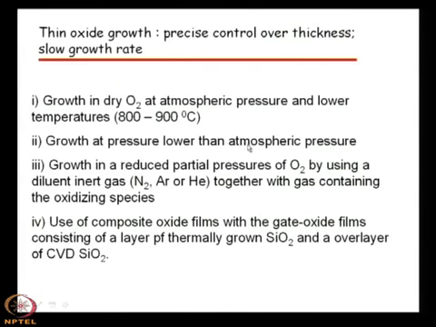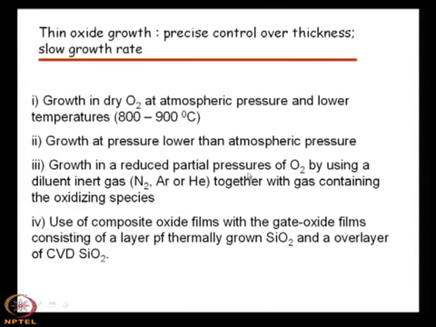So, then it becomes more slow at lower than atmospheric pressure, the rate will be less. Growth in reduced partial pressures of oxygen is done by using a diluent inert gas. The inert gas can be nitrogen, argon or helium together with the gas containing the oxidizing species. So, that means we can reduce the partial pressure.